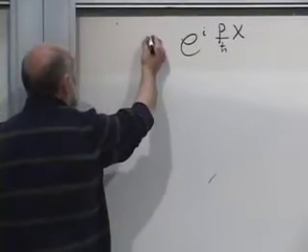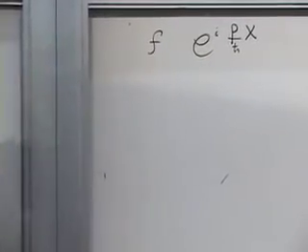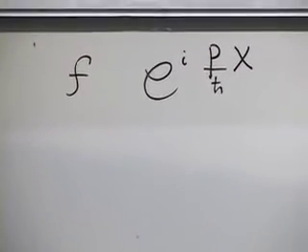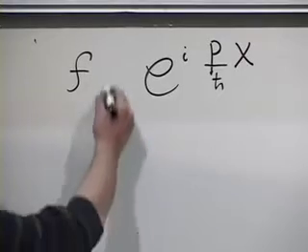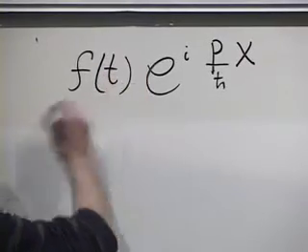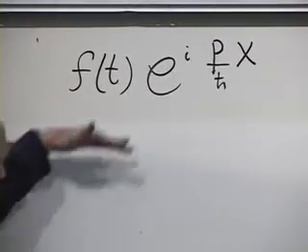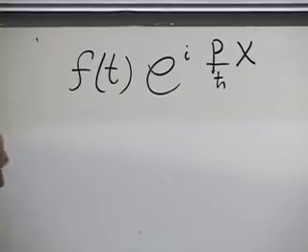We can multiply it by a number. It's still an eigenvector of momentum. In fact, we can multiply it by a time-dependent number, a function of t. It still is an eigenvector. At every instant of time, it's still an eigenvector of the momentum.